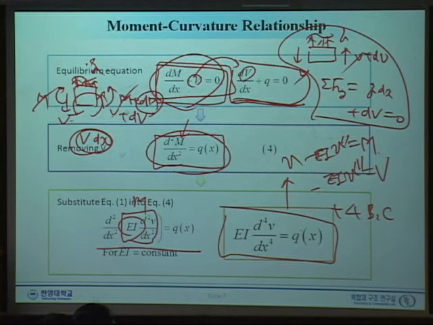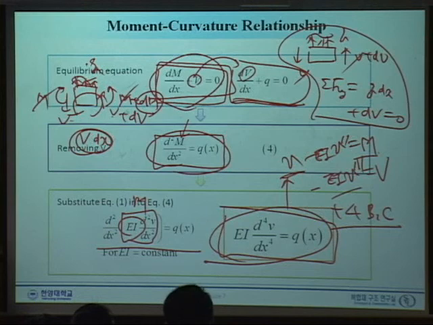Okay, you got the procedure. You have a differential equation together with the boundary conditions, and you get V. Solving this one, you get V, and the second derivative of V will give us the moment, and the third derivative will give us the shear. So all are functions of x.